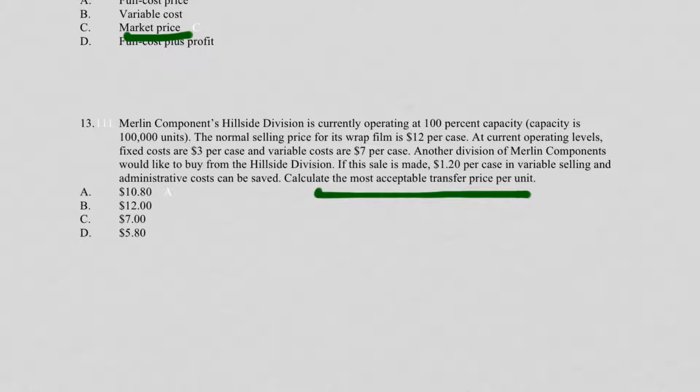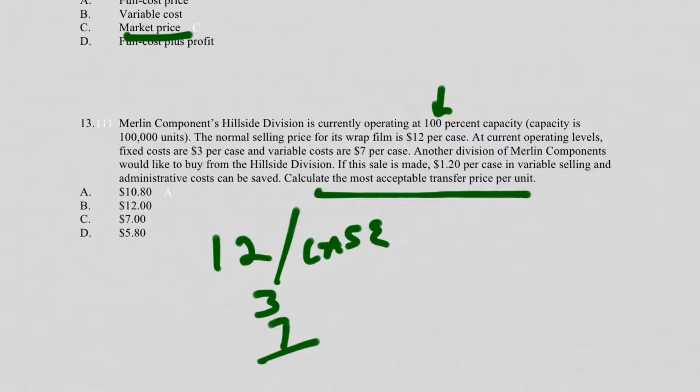Merlin has a division called Hillside that is operating at 100% capacity of 100,000 units. The normal selling price for this is $12 per case, and it's made up of costs: $3 fixed, $7 variable, which means they're making $2 per case. Another division of Merlin's, Components, would like to buy from the Hillside division. If this sale is made, $1.20 in variable selling and administrative costs can be saved, so they can produce it for less.